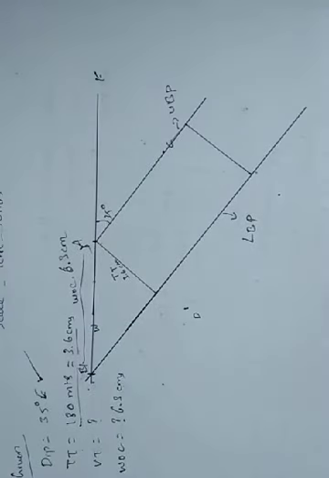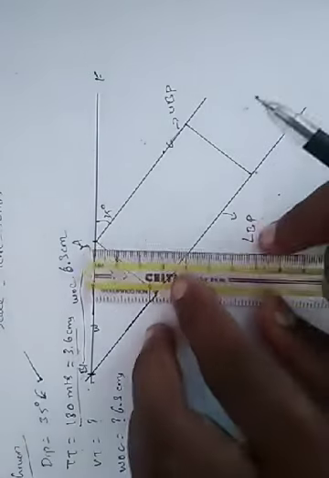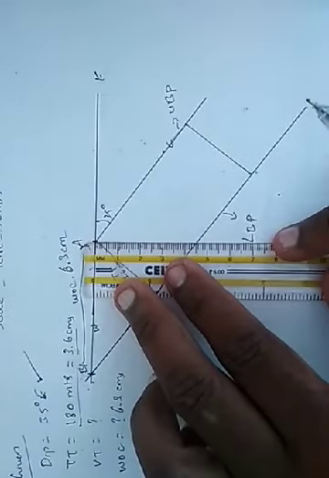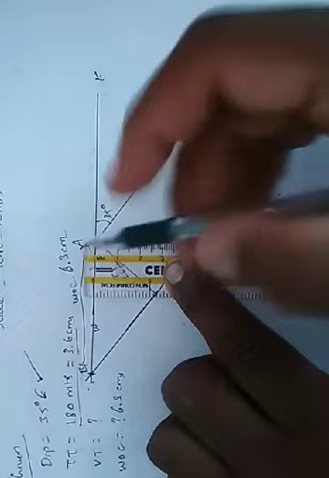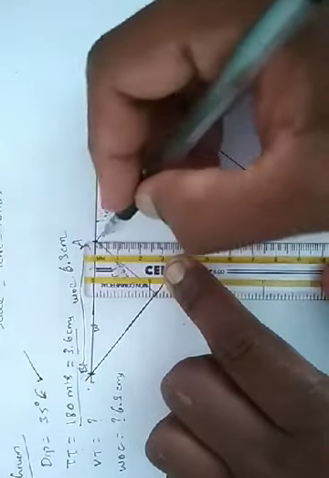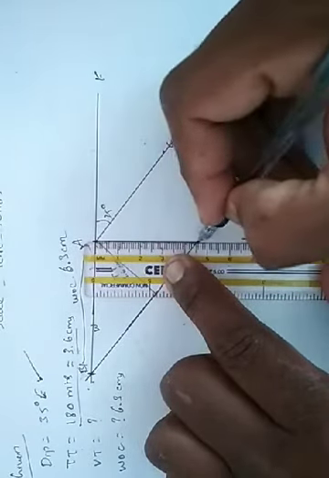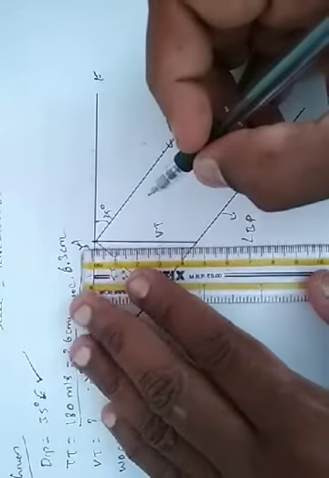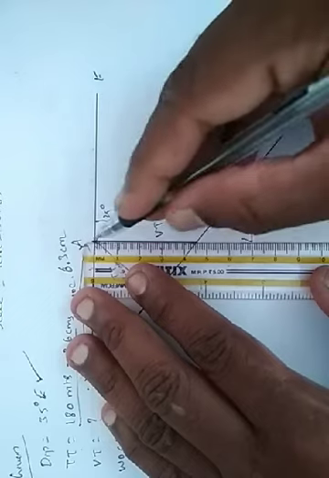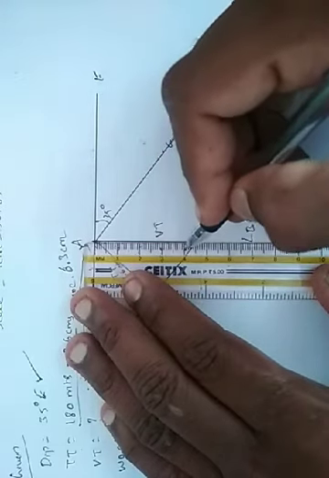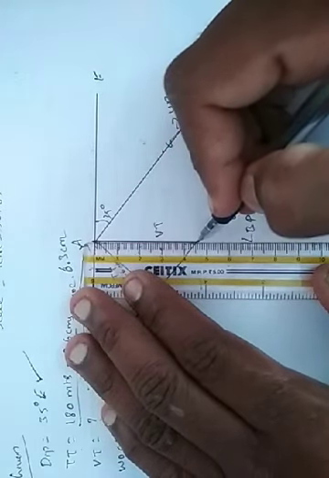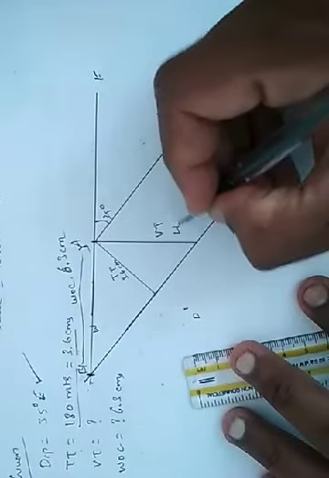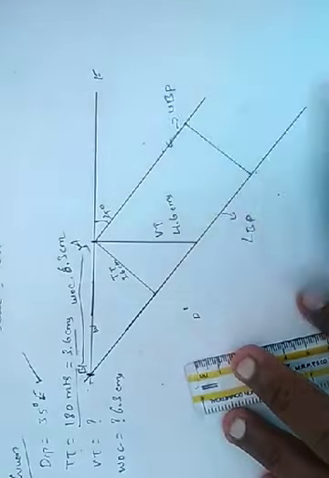Now we need to measure the vertical thickness. So measuring vertical thickness is very simple. Measuring vertically downwards from the surface line, that is perpendicular to the surface line. I will draw a vertical line here. So this is my VT. So let us measure the length of this. 1, 2, 3, 4.6. 4.6 centimeters.